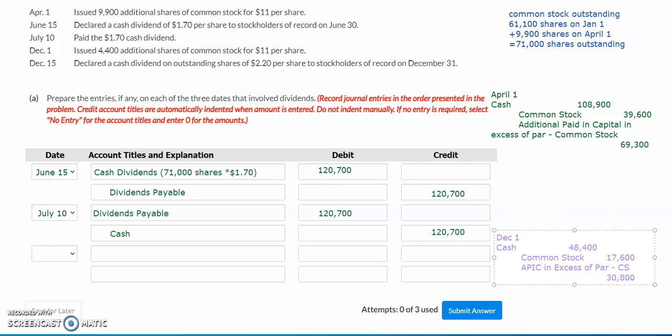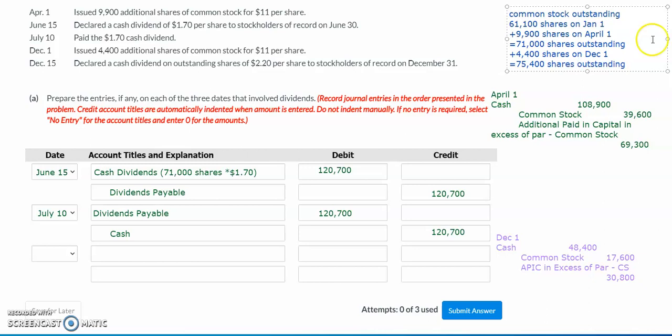So now when we're thinking about keeping track of the number of shares that are outstanding, we're going to add an additional 4,400 shares on December 1st. So now our total number of shares is 75,400 shares outstanding.